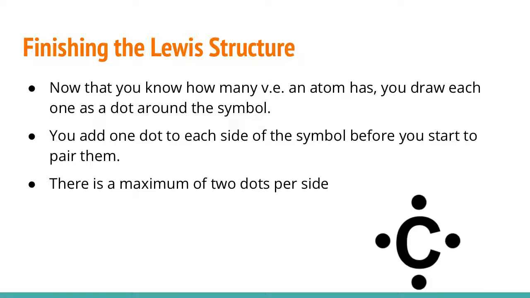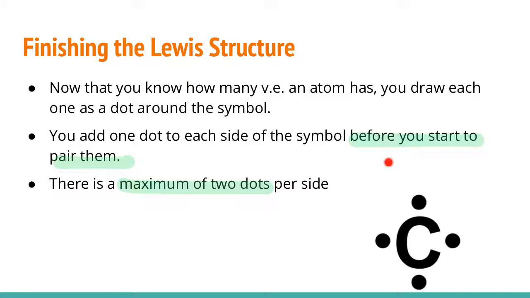To finish this Lewis structure, it's very simple. Now that we know how many valence electrons the atom has, we're simply going to draw each one as a dot around our symbol. You can add 1 dot to each side of the symbol before you start to pair them. There's a maximum of 2 dots per side, so those are important things.